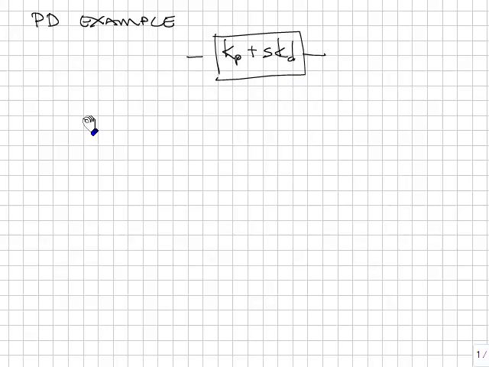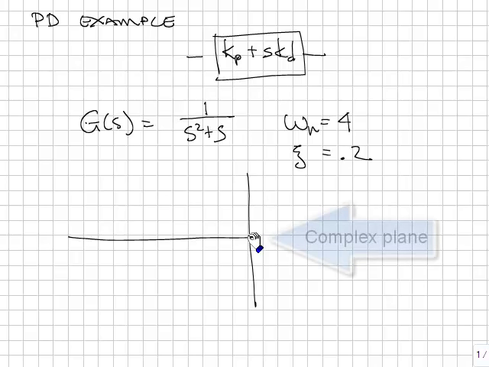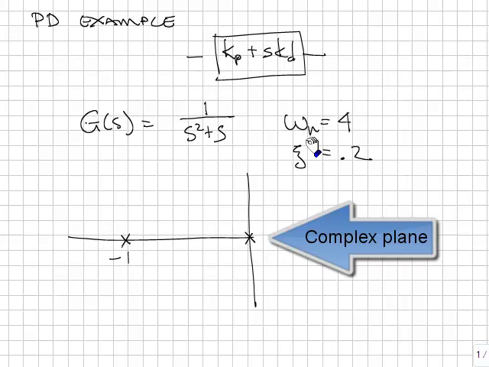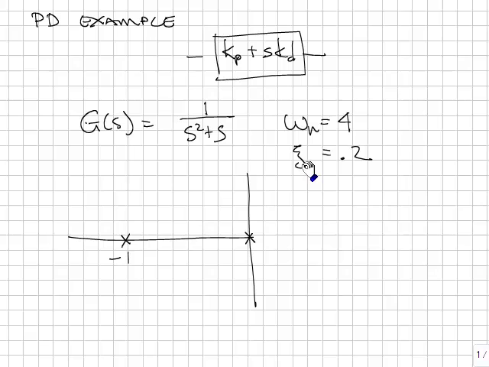In my example, the plant G of s has the form 1 over s squared plus s, and my desired system response is a natural frequency of 4 radians per second and a damping ratio of 0.2. The open loop system has a pole at 0 and a pole at -1. The desired spec, omega n equal to 4 and zeta equal to 0.2, corresponds to poles at approximately -0.8 plus or minus 3.9i.